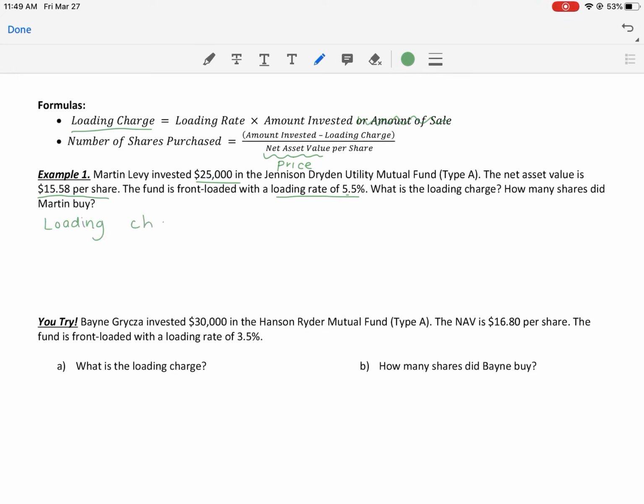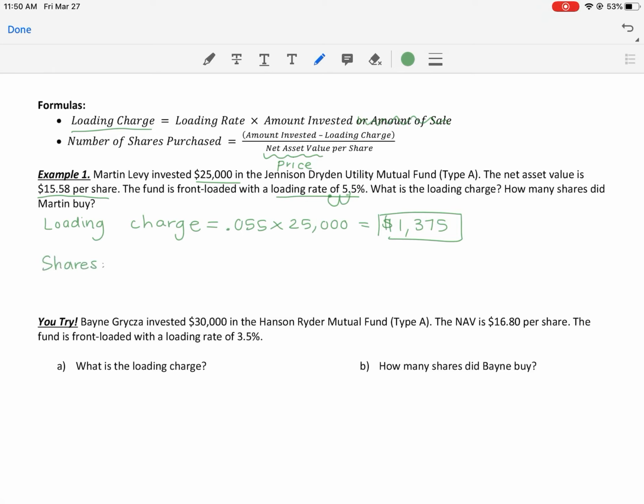So the loading charge, we're going to use that first formula, is equal to the loading rate, which is 5.5 as a decimal. If we move it two places to the left, that's 0.055 times 25,000. Go ahead and type that in your calculator, and as you do that, you end up with $1,375.